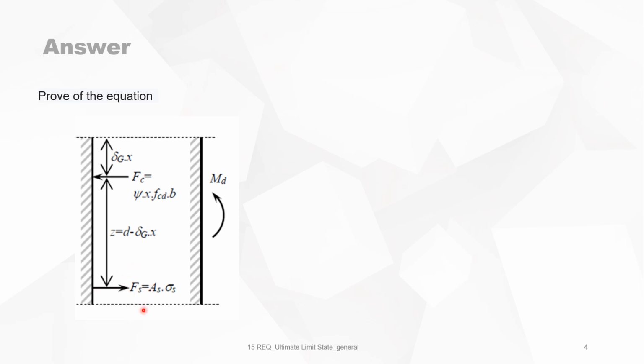So the force in the reinforcement is, of course, the stress in the reinforcement times its total area. The distance between those two is the lever arm z, which is, of course, the effective depth d minus delta Gx, and delta Gx is just the coefficient giving you the point of gravity of the force Fc.